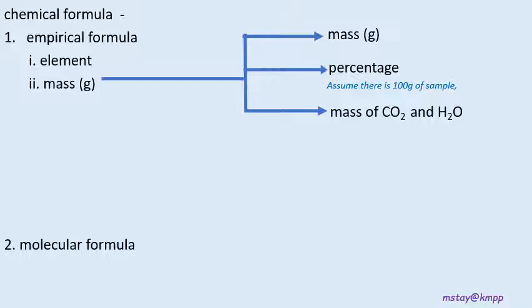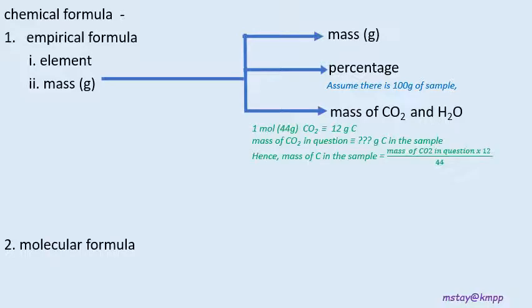Second, the mass of carbon dioxide and water can be given. From the mass of carbon dioxide and water, we can find out the mass of carbon. For example, 44 grams of carbon dioxide always consists of 12 grams of carbon. So now we need to find out the mass of carbon in the sample. So we need to know the mass of carbon dioxide. Then when we use crossover multiplication, we will get the mass of carbon in the sample.